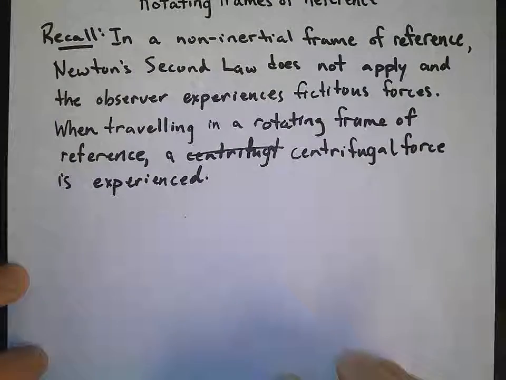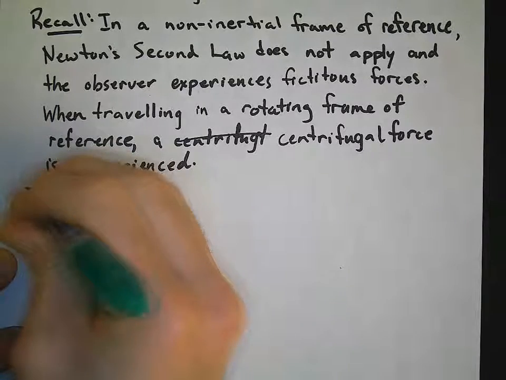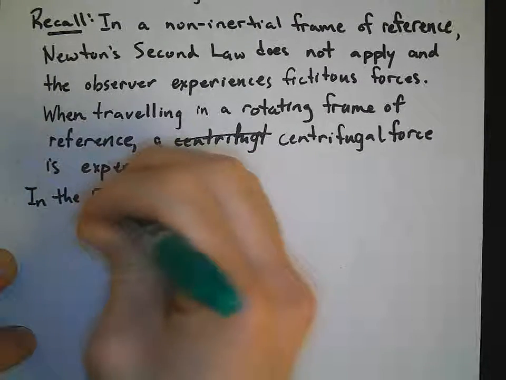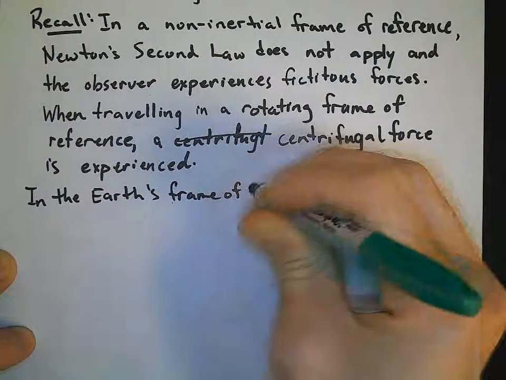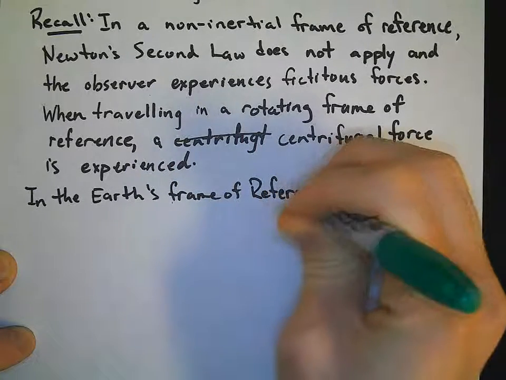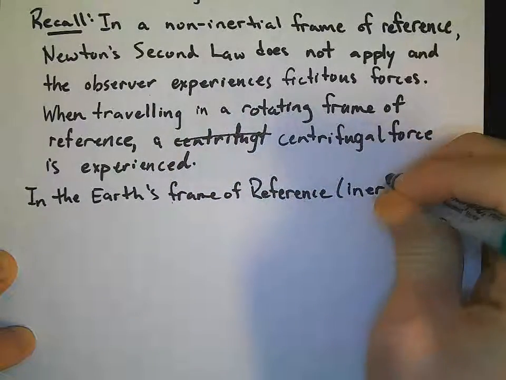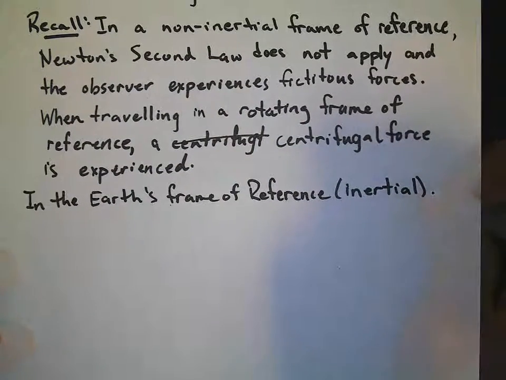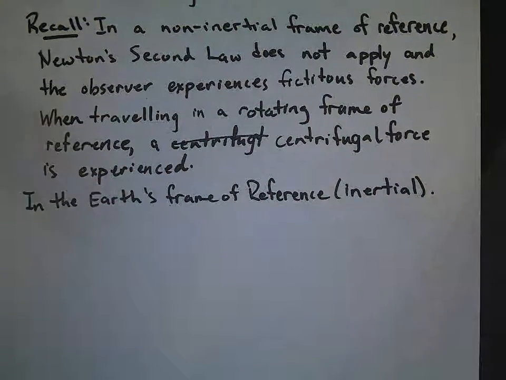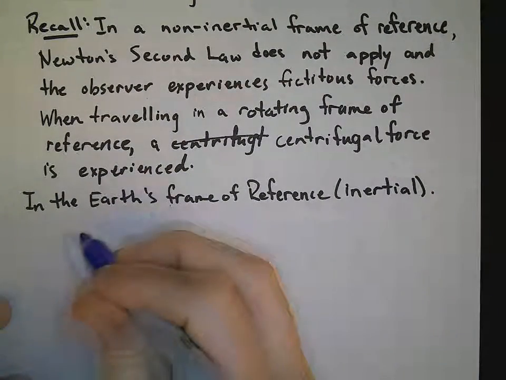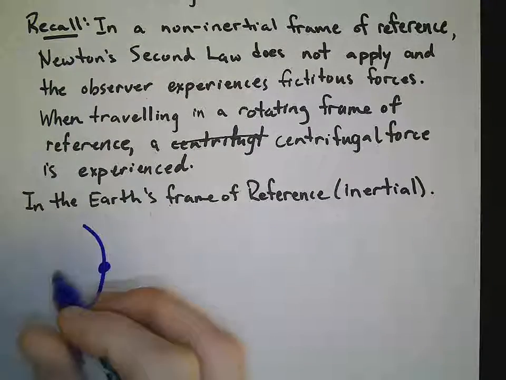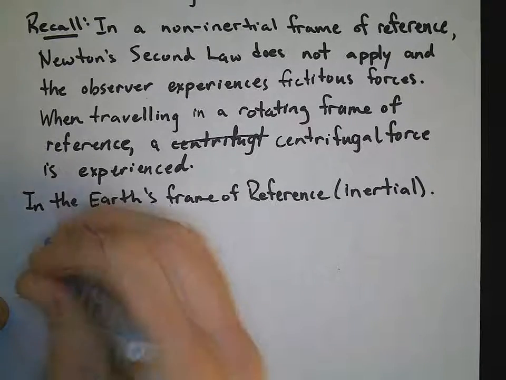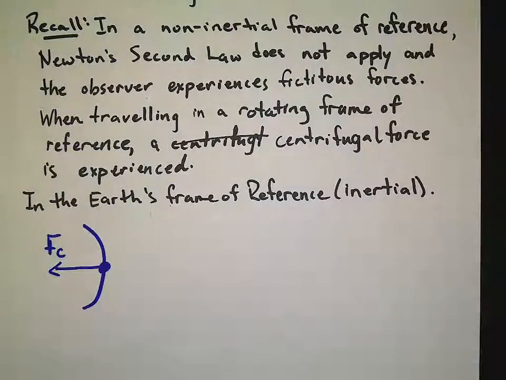Let us observe briefly in the Earth's frame of reference. And from our Earth's frame of reference, which is our inertial frame, what do we have occurring? Well, if it's a uniform circular motion, when we have an object, we know that we have centripetal motion, which is center-seeking, and that's our centripetal force and acceleration going towards the center of an object.